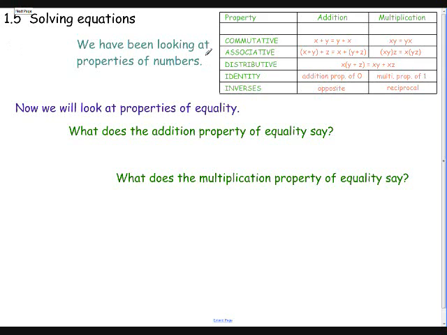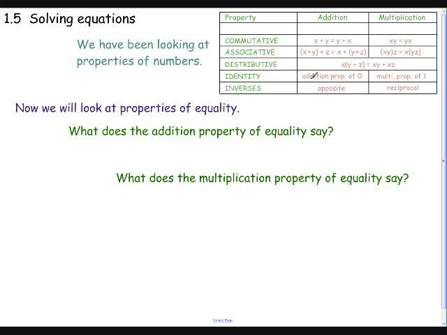Solving equations, we've been looking at the properties of numbers. Commutative, a number can change its position, commute, and that can be done in addition, that can be done in multiplication. Associative, you can regroup them. It doesn't change the value. Again, addition and multiplication. Distributive property, just saying that we can multiply across addition. And similarly, if we have a common factor in terms that are being added, we can factor it out and go this way.